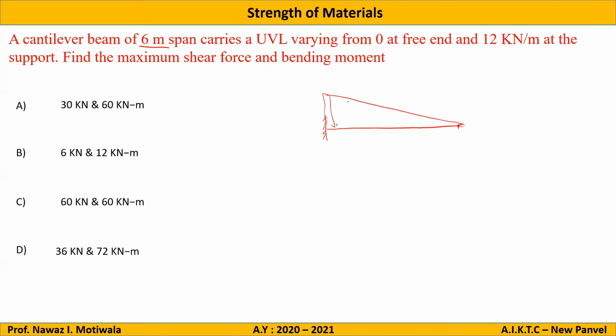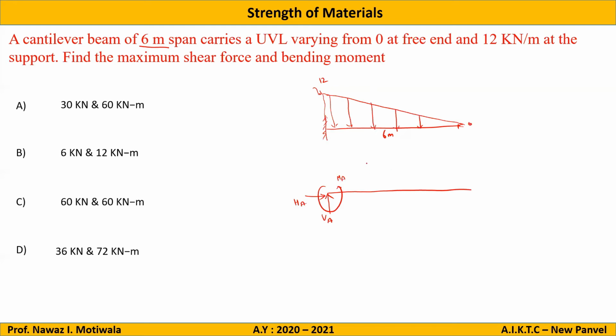It is fixed. No problem. So this is 12, this is 0, and the length is 6 meters. Now, first of all, we need to find out the maximum shear force and bending moment. So first I will draw the free body diagram. Here it is a fixed support, so it will be VA, HA, and this is the moment at A.